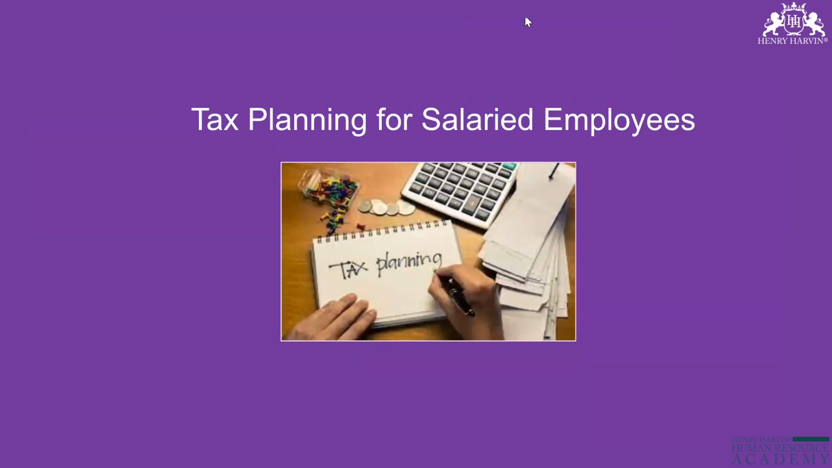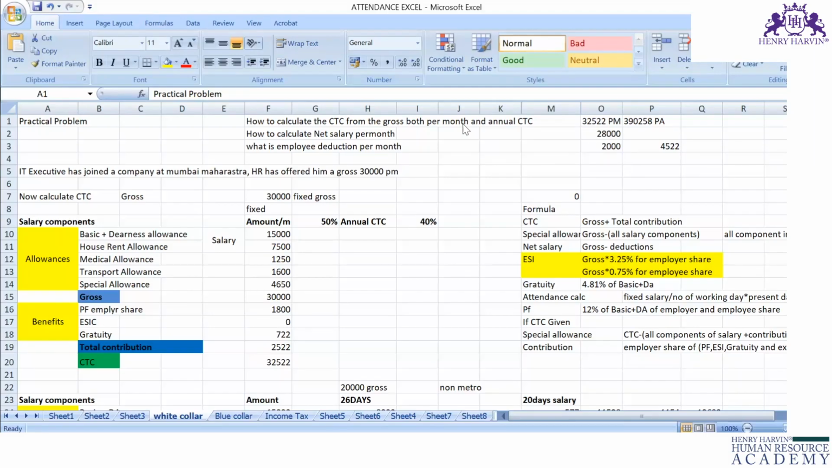Planning for salaried employees. Before discussing the tax planning for salaried employees, I will let you know how to process the salary for each and every employee, what the salary components are, and what the 4 types of salary calculation are. First thing, there are 4 concepts of salary calculation.